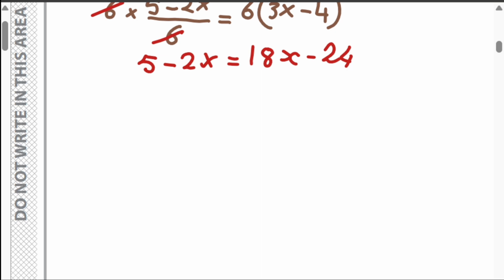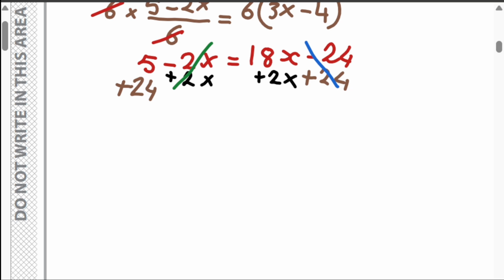What do I do now? I'll make all the x's on one side and all the numbers on the other side. So I'll do plus 2x here, plus 2x there, to cancel this 2x. And I will also do plus 24, there, to cancel this 24. Now the x's are on one side and the numbers on the other side. On the left side, I just have 5 plus 24, which is 29, isn't it? And that's equals 18x plus 2x is 20x.